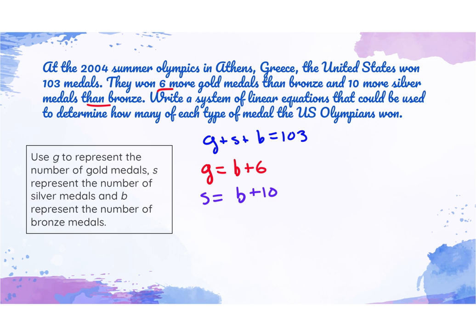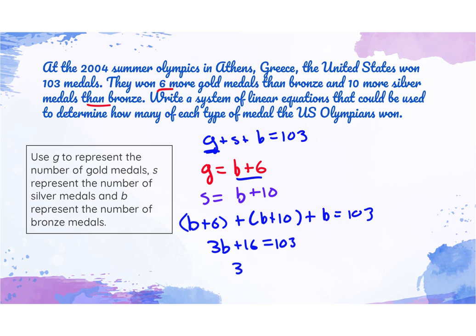To solve this, I can do kind of a big version of substitution. I can rewrite this, but instead of gold, I'm going to write B plus 6, and instead of silver, I'm going to write B plus 10, plus the actual number of bronze medals, and all that's going to equal 103. So that's going to be 3B plus 16 equals 103. So 3B is going to equal 103 minus 16, which is 87, divided by 3. So the bronze number is going to equal 29.